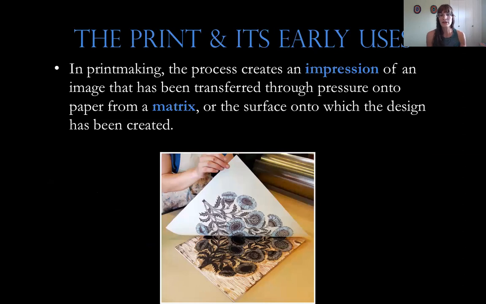In printmaking, the process creates an impression of the image that is then transferred through pressure onto paper from a matrix. The matrix is basically the object that's been carved into, the surface onto which the design has been created. So here with the image that I have up, this looks like a piece of wood that's been carved into, likely, and then of course what you see is the flowers themselves.